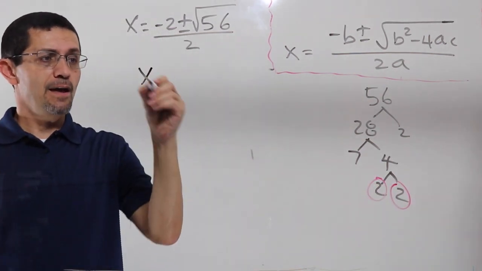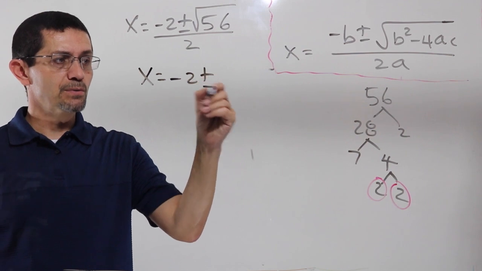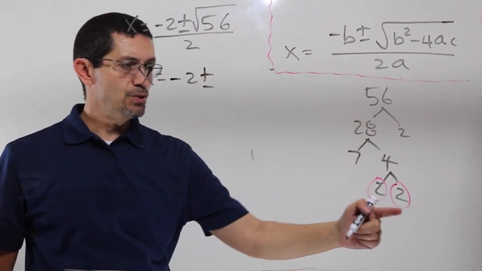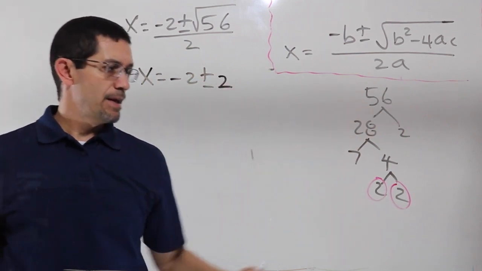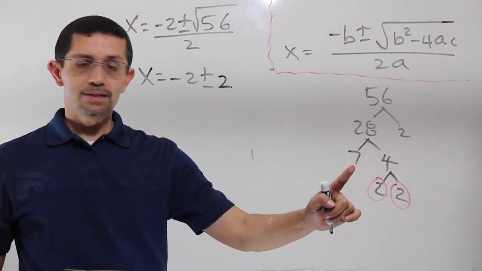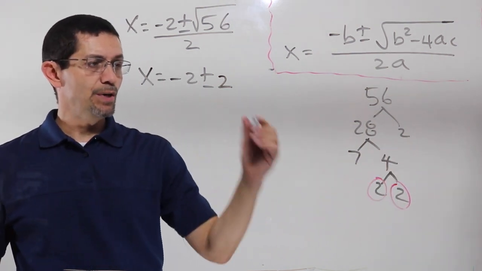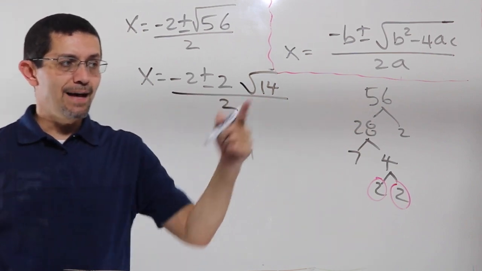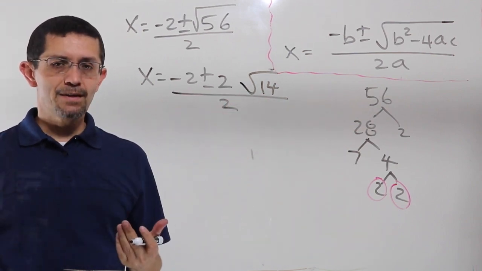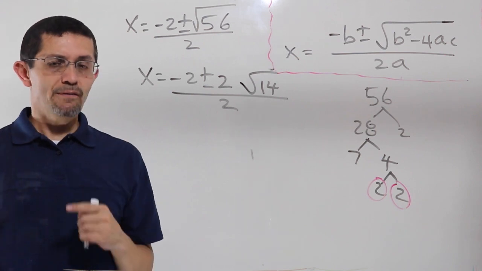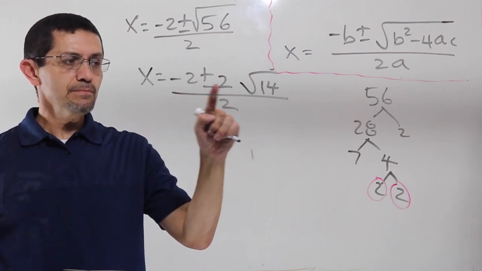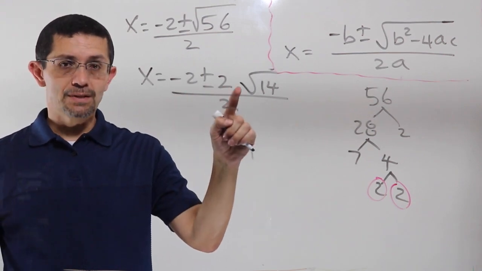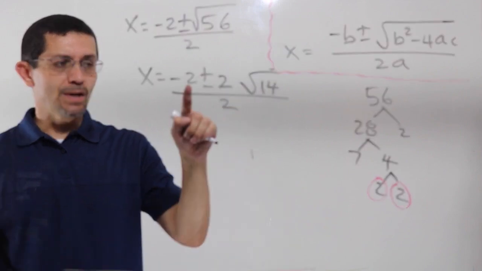So I have x equals -2 plus or minus. These two 2's are coming out as 1. That 7 is not coming out. Then 7 times 2 is 14, all divided by 2, and that stays in the radical. Now once I have this, I can reduce. Remember, every time you're reducing, you have to reduce both terms on the top and the one on the bottom. So I can divide by 2.